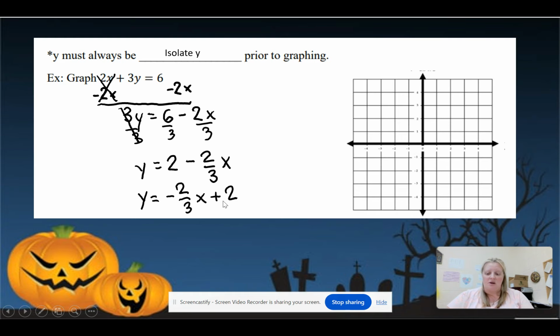So it looks like we're going to start at positive 2 on the y-axis, and from that point we're going to go down 2 and always to the right 3. So again, down 2 and right 3, and then draw a dot. And so there's your line.